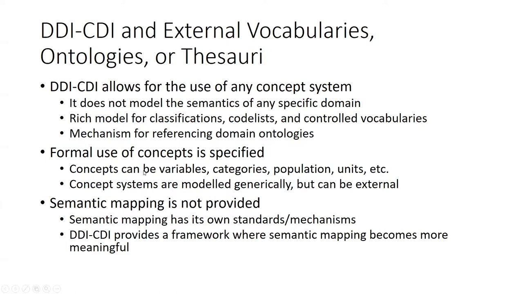And what is also in the DDI-CDI is that the formal use of concept is specified. There can be variable categories, population units, etc., as we were talking about. The systems are modeled generically, but they can be external. Today, many of the different domains develop their own ontologies, and they can be used together with DDI-CDI. But the DDI-CDI doesn't provide the semantic mapping, but a framework where it can be included and can make sense. So CDI is a structure where these ontologies and thesauri and mappings from external vocabularies can live.